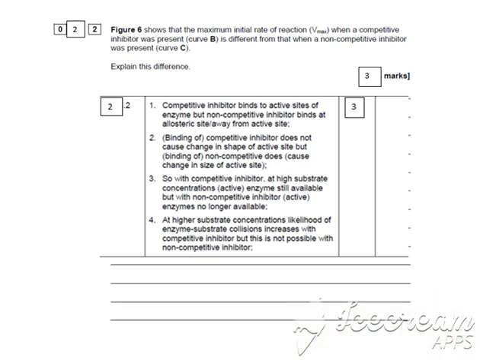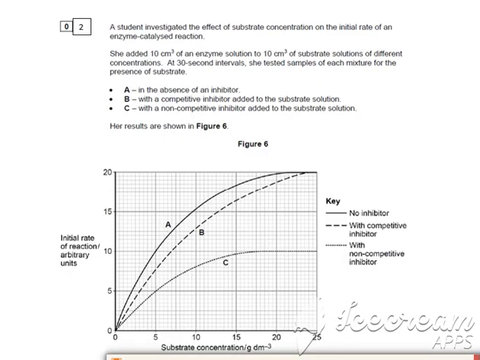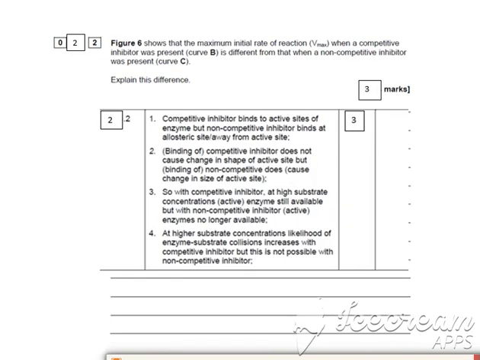Question 2.2. Figure 6 shows that the maximum initial rate of reaction when a competitive inhibitor was present is different from when a non-competitive inhibitor was present. So curve C. If we look back at our graph, we can see that curve B is much higher than curve C, and curve C levels off at a much earlier point. So our question would like us to explain this difference.